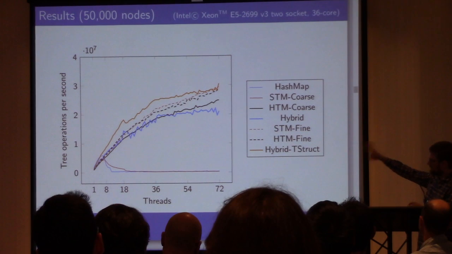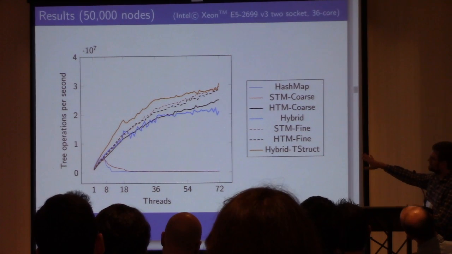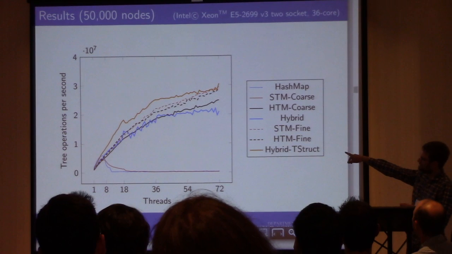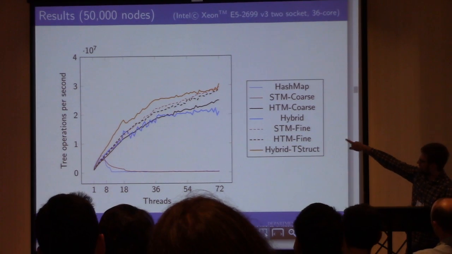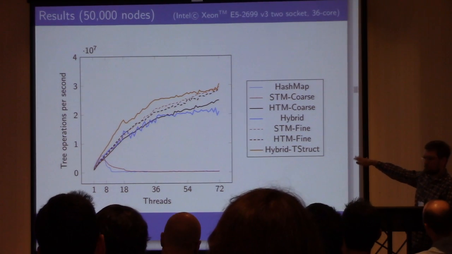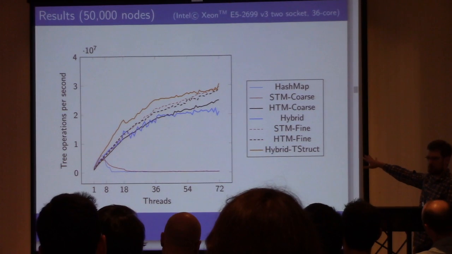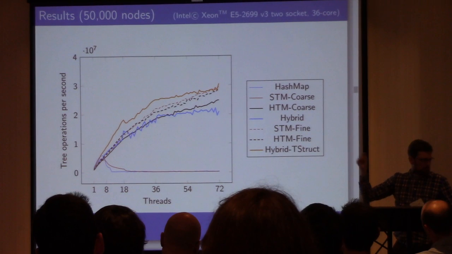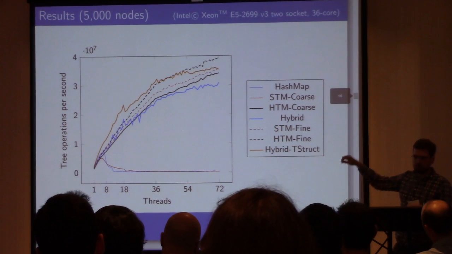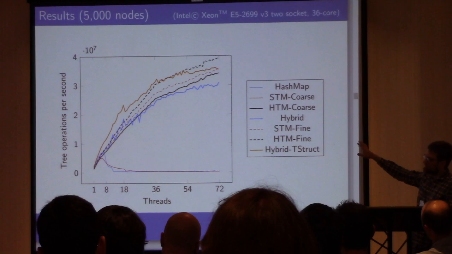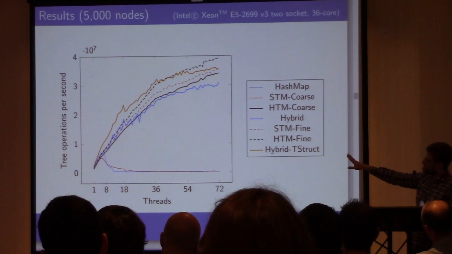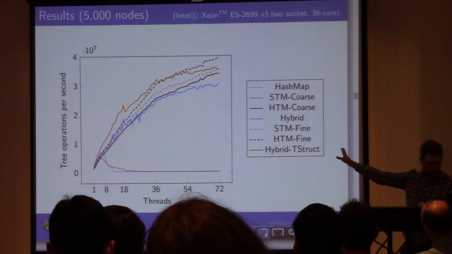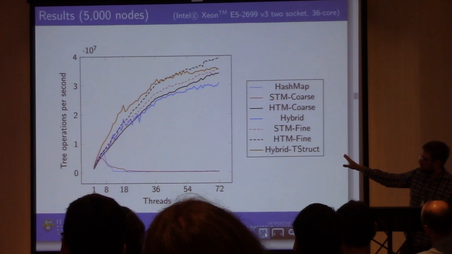There's a lot of different variants here, so we'll walk through one by one, but you can see the orange line on the top there. That's the best hybrid implementation that I have. And if we scale it down a bit to 5,000 nodes on average, we can do a little bit better at distinguishing what's going on. So I'll walk through each particular curve here.